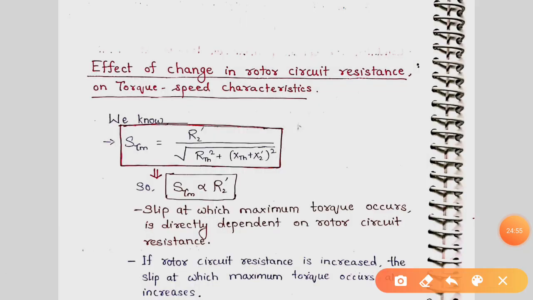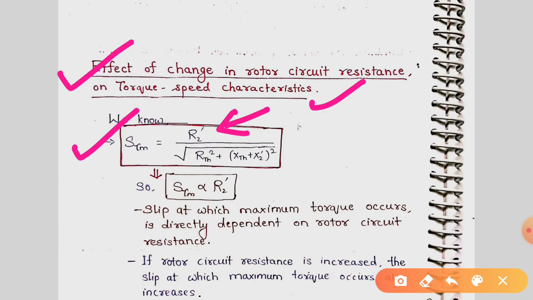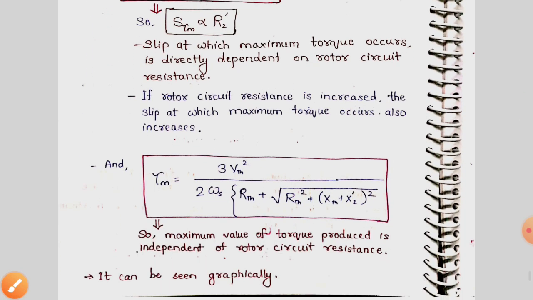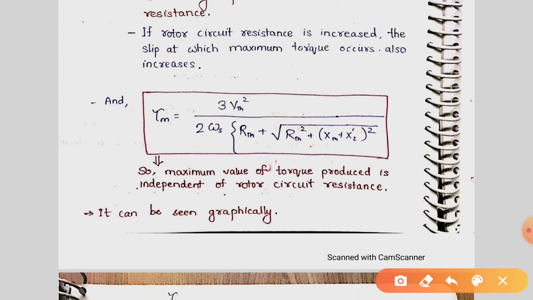Now let's see what is the effect of change in rotor circuit resistance on torque speed characteristics. We know that the slip at which maximum torque occurs depends on the rotor circuit resistance. It is directly proportional to rotor circuit resistance, whereas the maximum torque doesn't depend on the rotor circuit resistance.